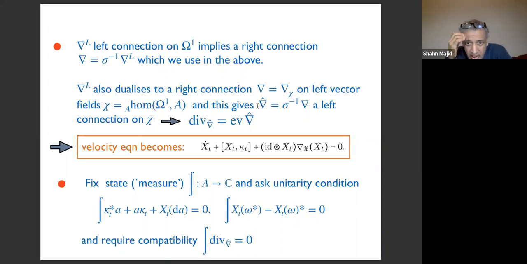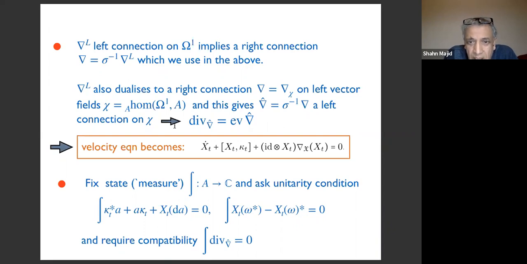And why did I do that last thing? Well, if I convert to a left connection, then if I apply nabla hat to a vector field, the result lives in omega one tensor the space of vector fields. And that can then be evaluated, I can contract it, and I get an element of A. So that means we have a natural divergence of a vector field, but it's only defined for a left vector field, if the output of nabla is on the left, like that.